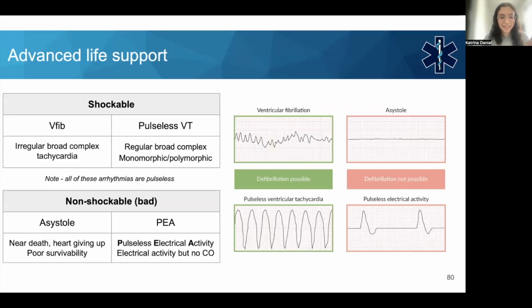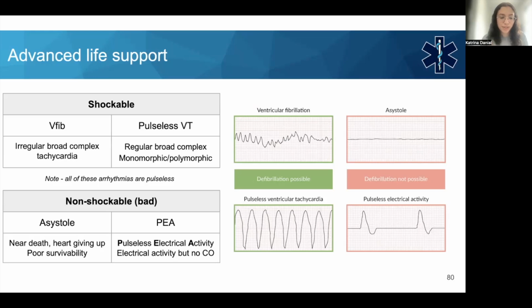So anytime you have a tachycardia, broad is bad. That's a hack for you as well. And pulseless VT. So VT usually is a regular broad complex tachycardia. Okay. That's your shockable rhythms. That means that if you shock them, there's a chance that it will actually revert back to a normal rhythm. So they are obviously a more favorable diagnosis compared to a non-shockable, because there's something that you can do to fix it.